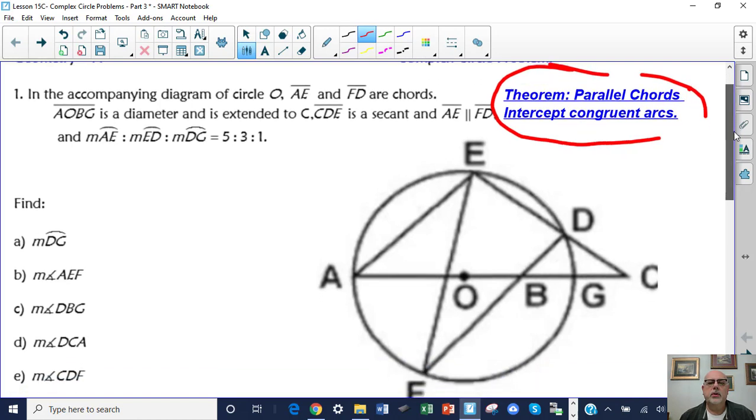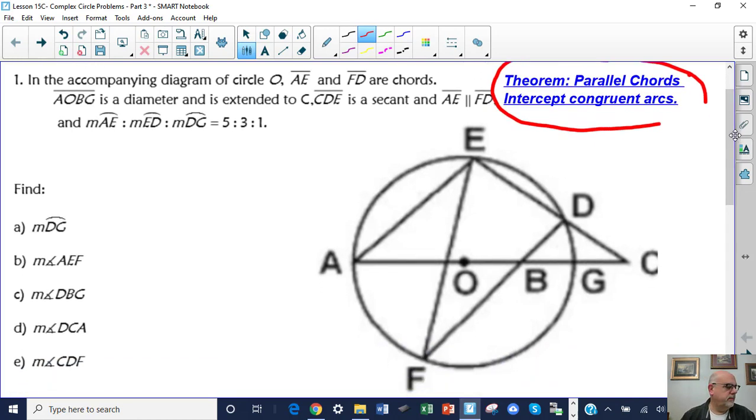So if I look at the diagram we're given, we're told that AE is parallel to FB. Okay? That means that arc AF and arc DE are congruent. Okay, so that's what that means. All right? So that's the first thing.